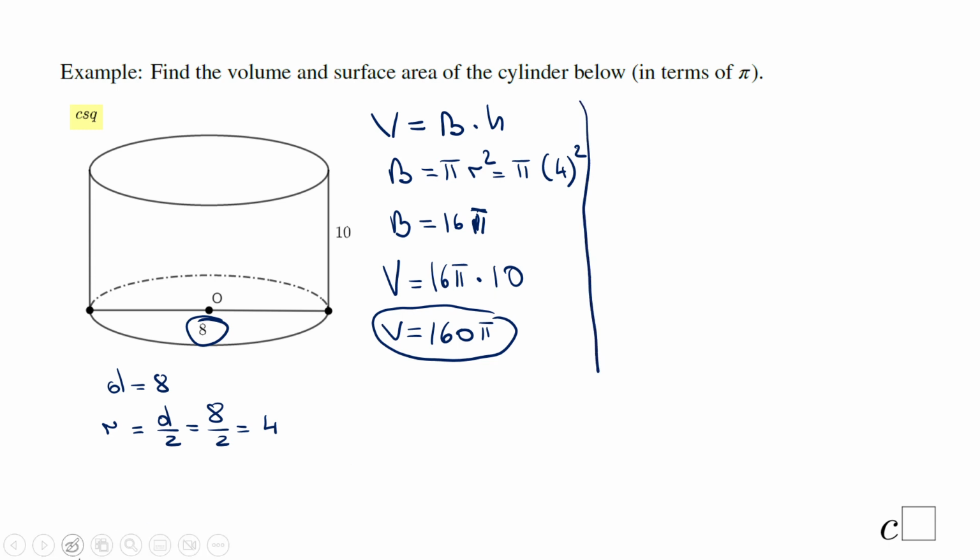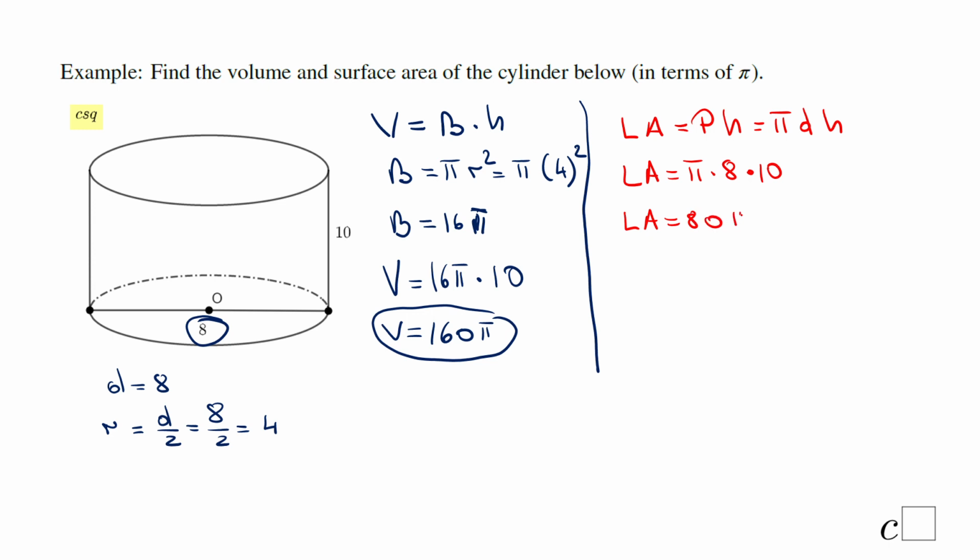Let's move to the second part, the surface area. In fact, we're gonna start with the lateral area, which is perimeter times the height. The perimeter is the circumference of this circle. We can use that pi d I said before times h. So in this case we have pi times 8 times 10. So we end up with 80 pi. This is the lateral area, 80 pi square units.